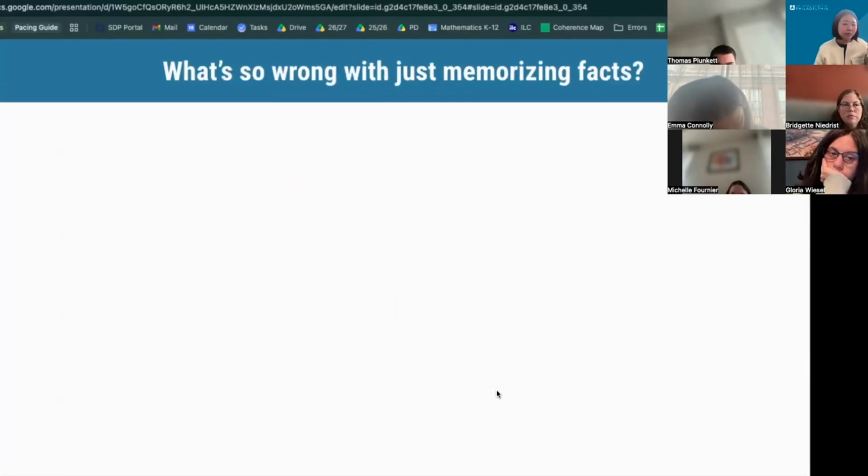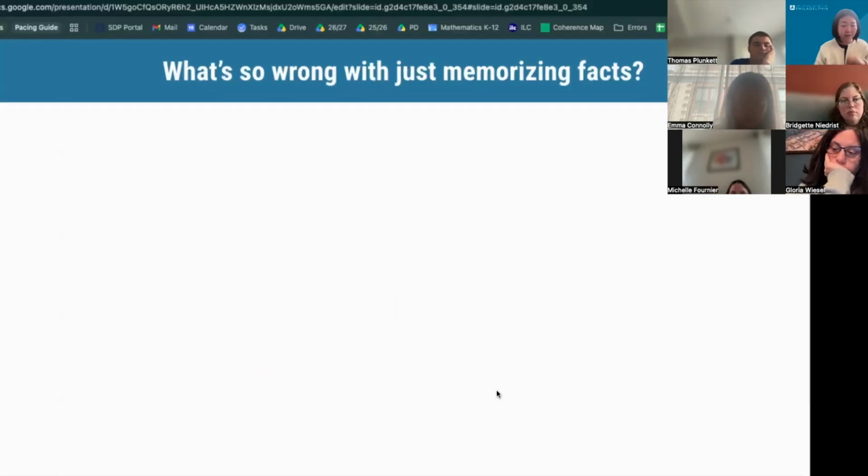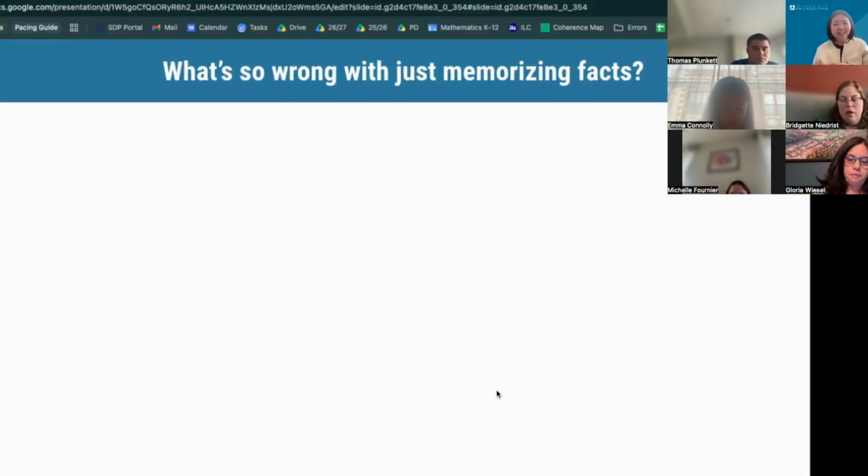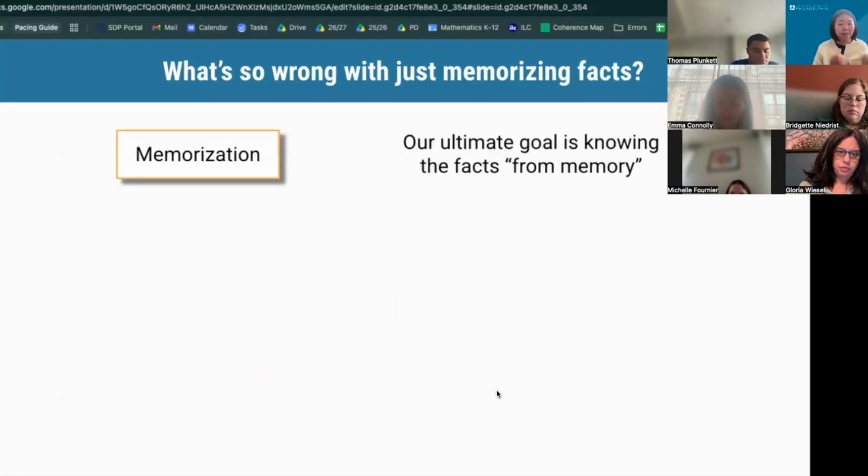But I really had to struggle with this question of what's so wrong with memorizing facts. Once I really understood how important flexibility and appropriate strategy selection were, I went to the other side of the pendulum, where I didn't really think about memorization at all. I had to swing back into the middle and realize that memorization does have a role in fluency. We're not saying it's going out the window, but I had to think of it in a different way.